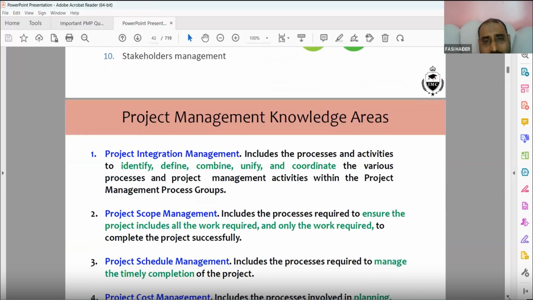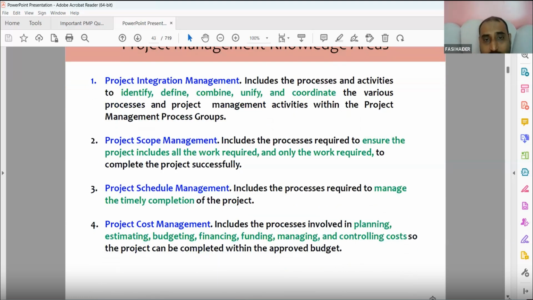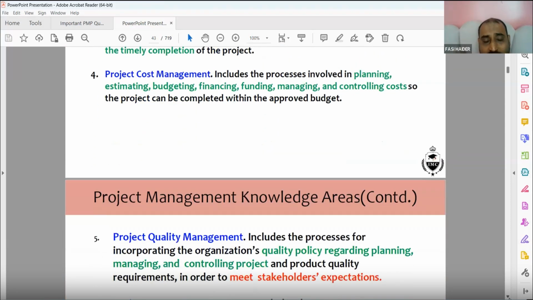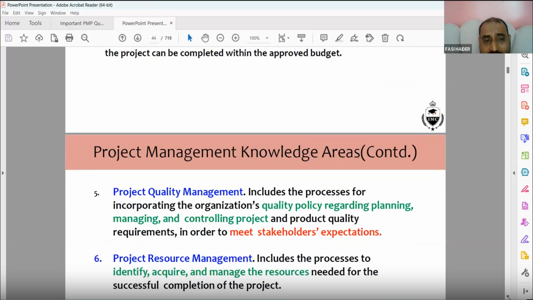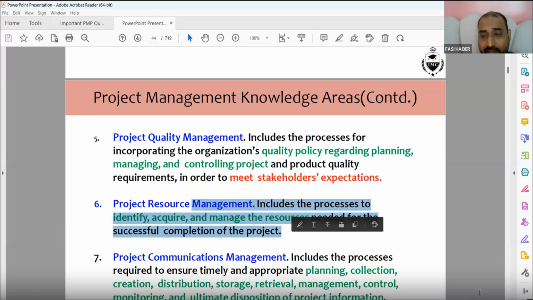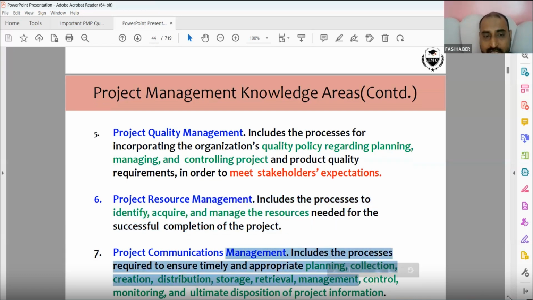Then we talked about integration management. It includes the processes and activities to identify, define, combine, unify, and coordinate. Project scope management includes the processes required to ensure the project includes all the work required. Project schedule management includes the processes required to manage the timely completion of the project. Cost management involves planning, estimating, budgeting, financing, and other things. Project quality management includes the processes for incorporating the organization's quality policy regarding planning, managing, and controlling project and product quality requirements in order to meet stakeholders' expectations. Project resource management includes the processes to identify, acquire, and manage the resources needed for the successful completion of the project. Communication management. So these are the knowledge areas.